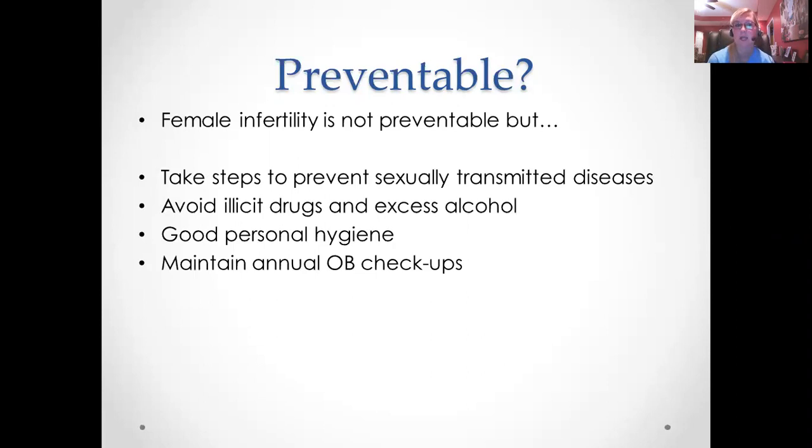The first is to take steps to prevent sexually transmitted diseases, because those are linked to infertility. Avoid illicit drugs and excess alcohol. Good personal hygiene, and maintain your annual OB checkups. That last one is super important because they can catch things early. They can help you stay healthier. So while it's not preventable, there are some things that you can do to maybe help control it a little bit.